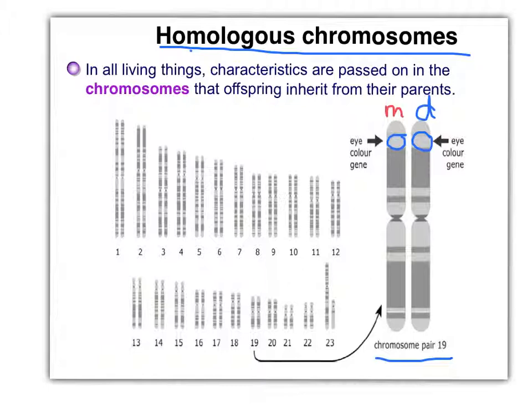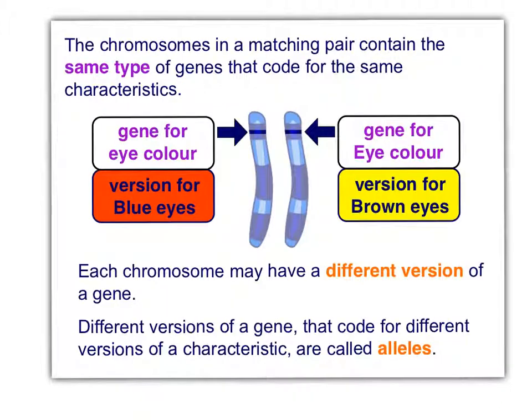Okay, so just to remind you again, this 23rd pair denotes what sex you are. So we can see these are different, so it's likely that this person is a boy. Coming back to homologous chromosomes, the chromosomes in a matching pair contain the same type of genes that code for the same characteristic. So like I pointed out in the last slide, you can have a gene for eye colour located at the same place in the homologous chromosome pair.